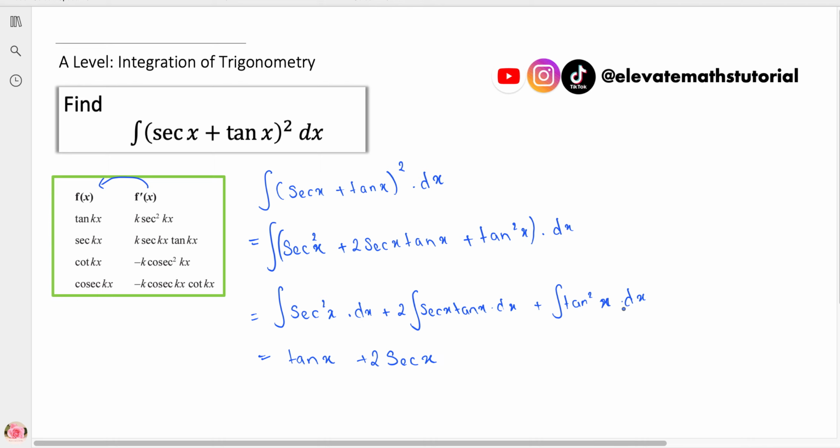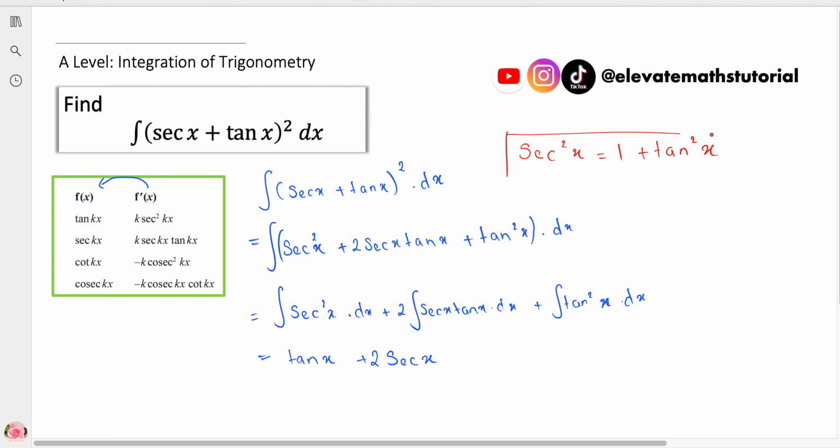Now tan squared x, it's not obvious and easy for us to integrate tan squared x just by itself. There is no clear link between its function and the integral function. So what we can do is what links tan to sec, for example. Okay, if you remember from your formula, from trig identities that you learned previously, sec squared x is 1 plus tan squared x.